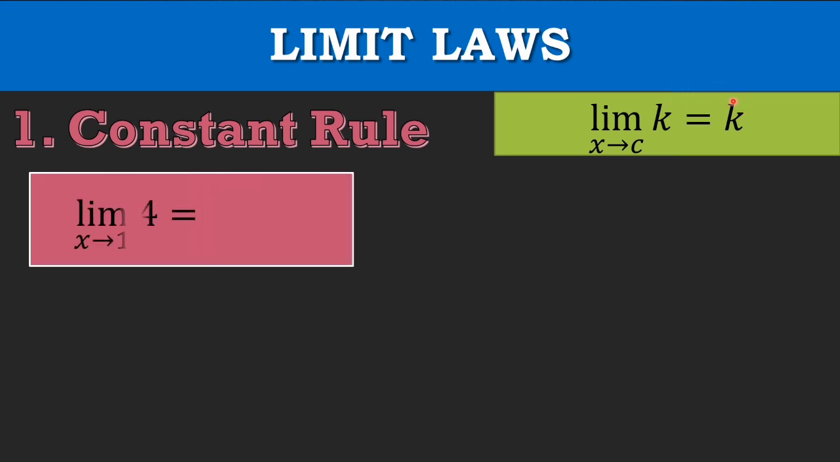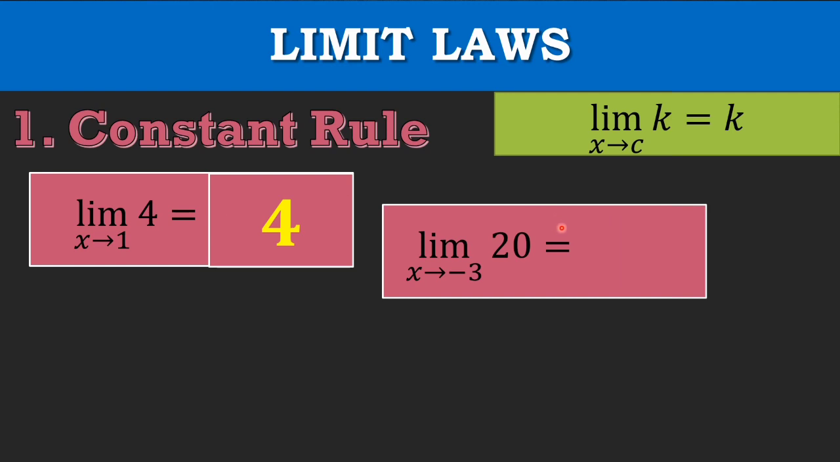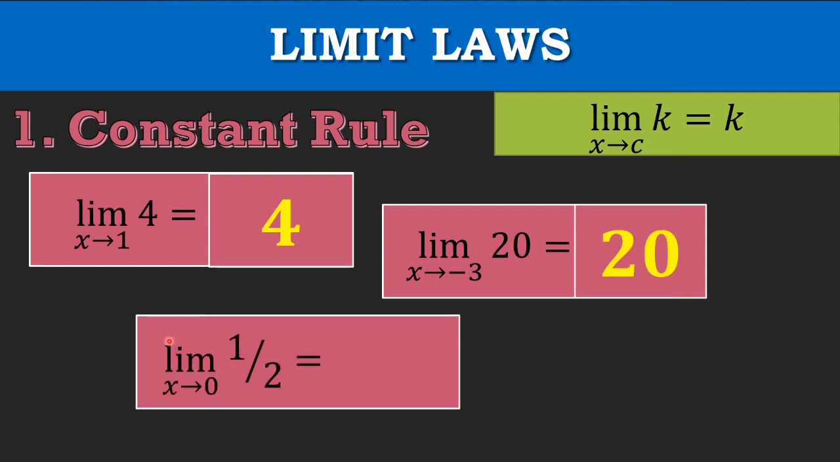For example, limit of 4 as x approaches 1, so our function here is 4, and 4 here is constant, therefore its limit is also a constant, which is 4. Another one, limit of 20 as x approaches negative 23, so 20 is our function and 20 is constant, and thus the limit of this is also 20. Last, limit of 1/2 as x approaches 0. 1/2 is our function and 1/2 is a constant, and thus the limit of this is also 1/2.